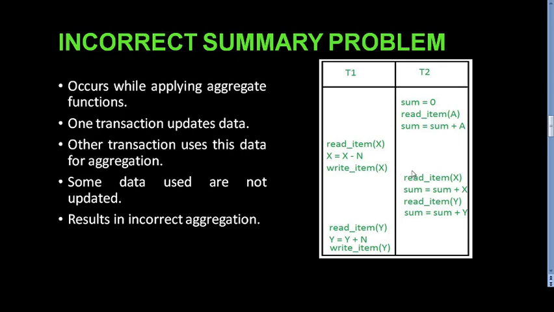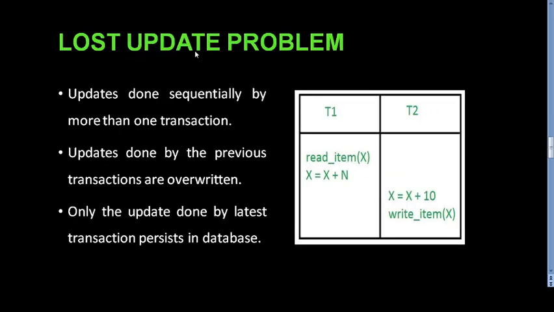Okay. Next one is the lost update problem. This lost update problem happens in scenarios where two transactions are subsequently updating a data item. So here, just see transaction T1: it is reading an item X and X is equal to X plus N. It is updating its value by N. Okay. But it has not written that item still. This write item X is still not executed by T1, so it is not saved to the database.